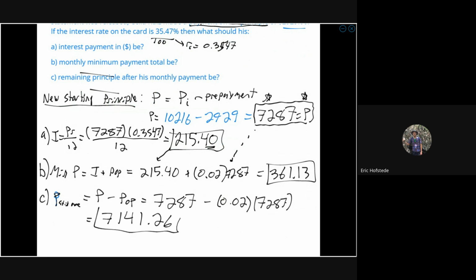$7,141.26 still owing after I made my prepayment, and then I made the prepayment, got a new principal, and then I made a minimum payment, got a new principal. All right.